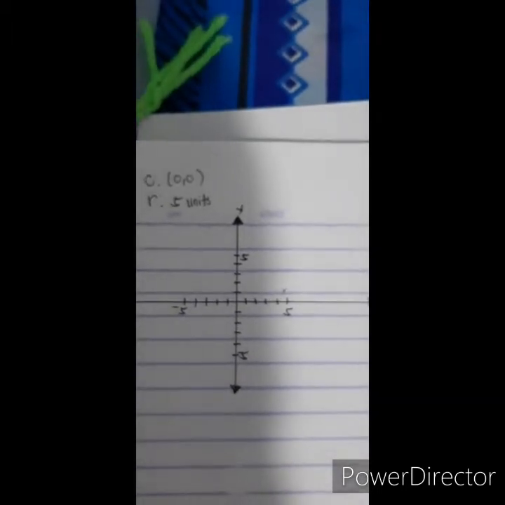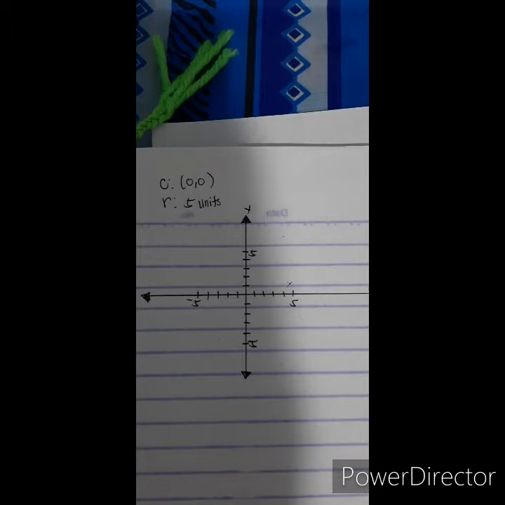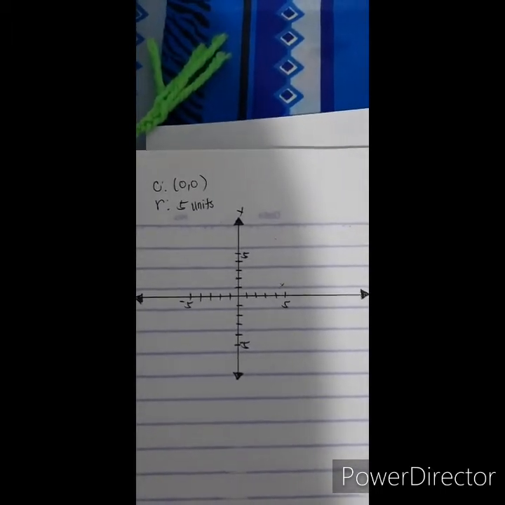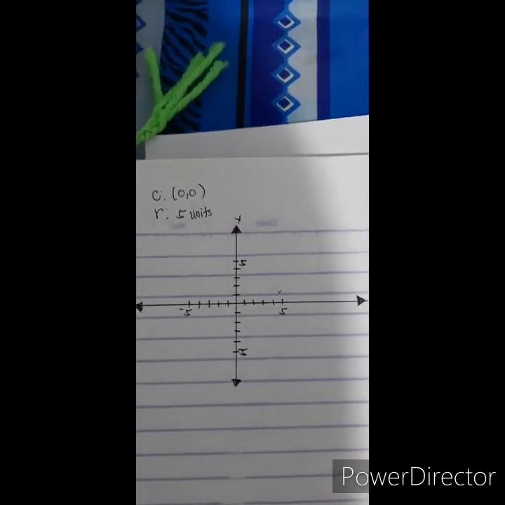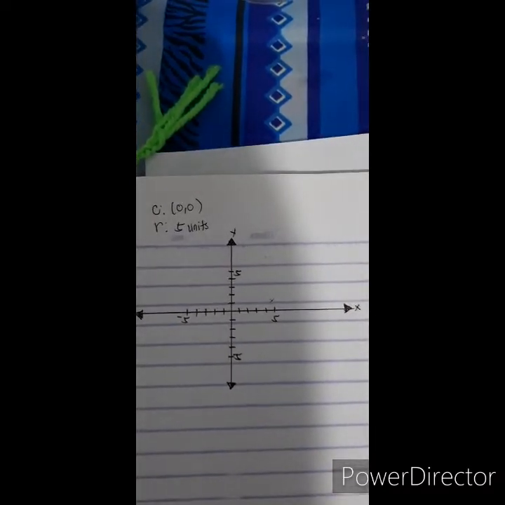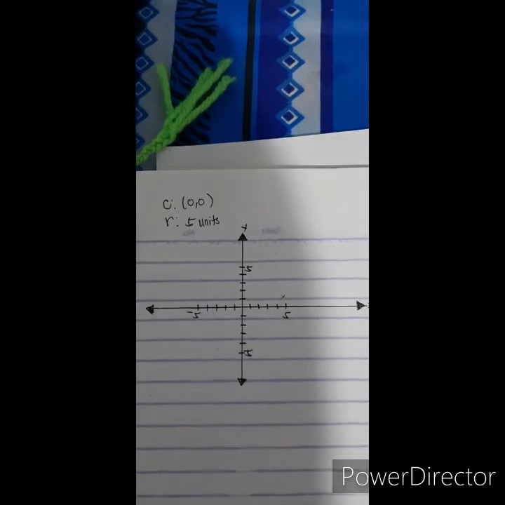And now we're going to graph the first example, which has the center that is located at the origin and the radius that is equal to 5 units. First, we need to construct our Cartesian coordinate system with x and y axes. So we have to plot the graph by locating the center and the radius.